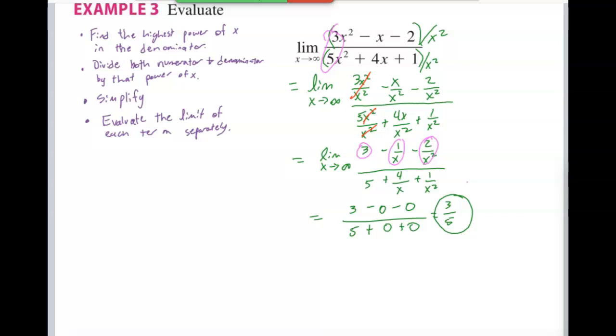All right, give me a green check if you understand and you're good to go on that one. Excellent. Let's move forward.